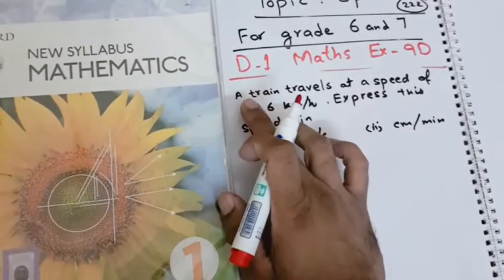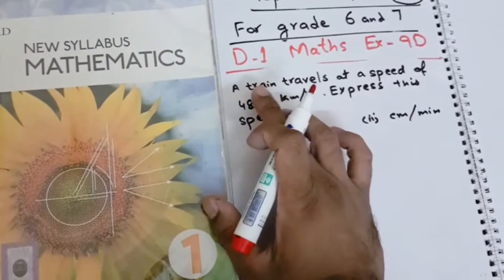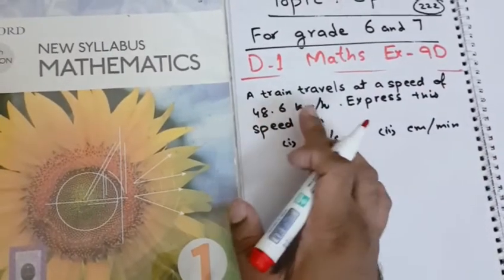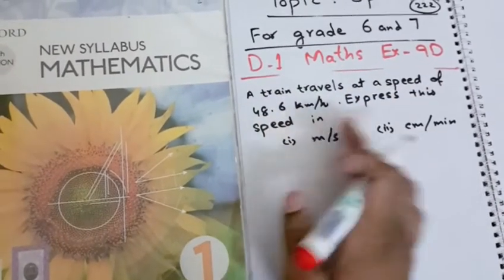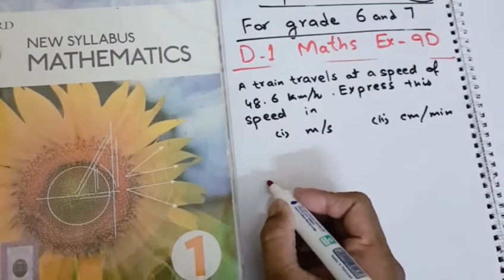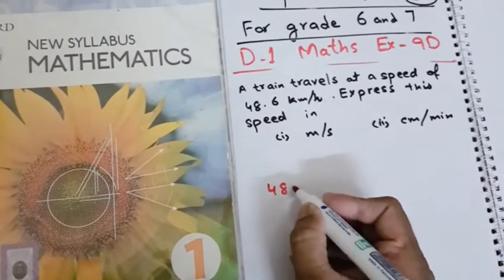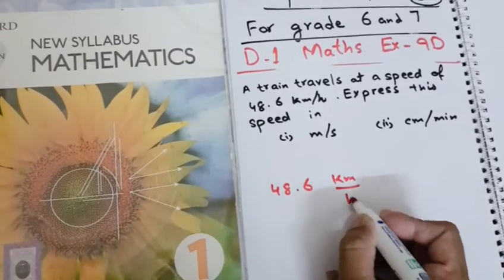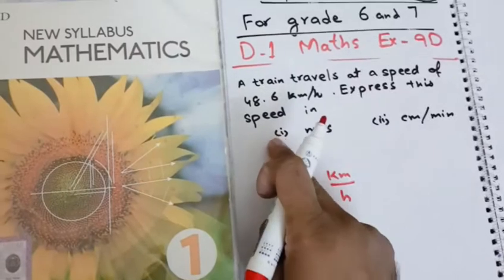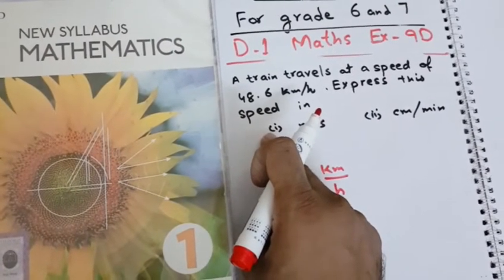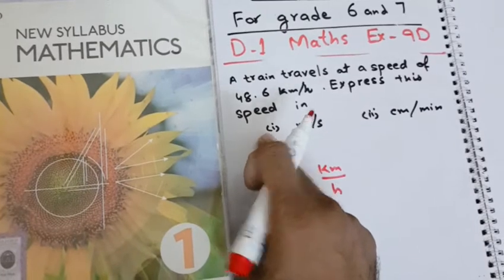Okay, let's read this question. This is a quite easy question. A train travels at a speed of 48.6 kilometers per hour. Express this speed in meters per second. You have been given the speed in kilometers per hour, 48.6 kilometers per hour, and the first requirement of the question is to convert this speed into meters per second.